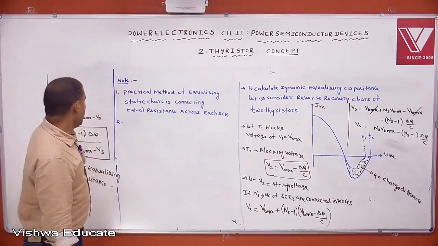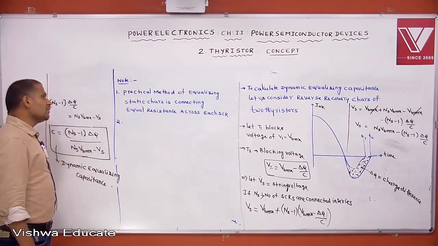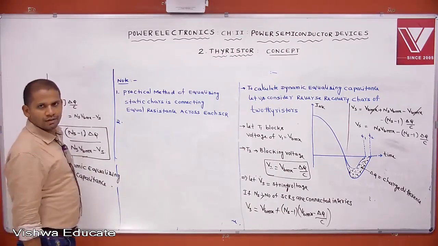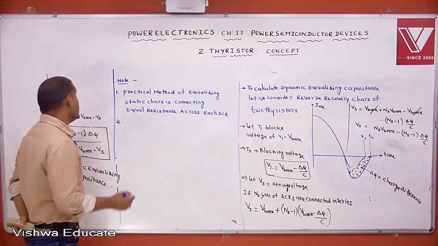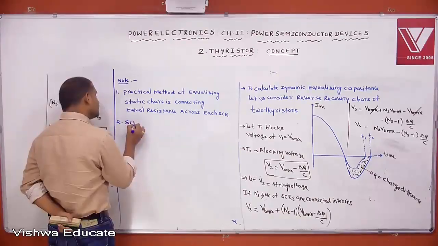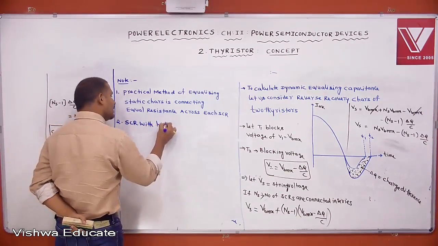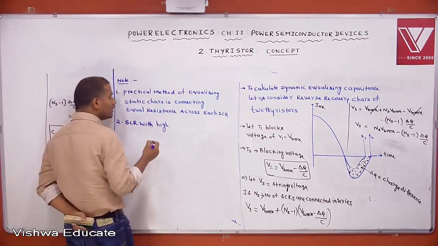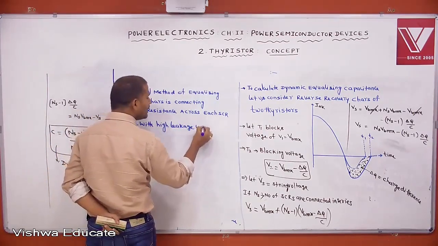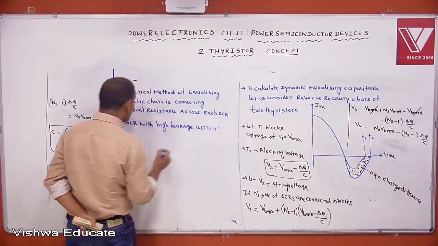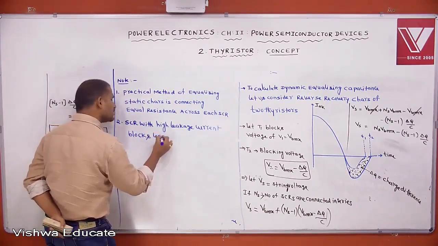Okay. Then that means the static equalizing circuit consists of one equal resistance across each SCR. An SCR with high leakage current, this I have already given proof also, blocks less voltage.